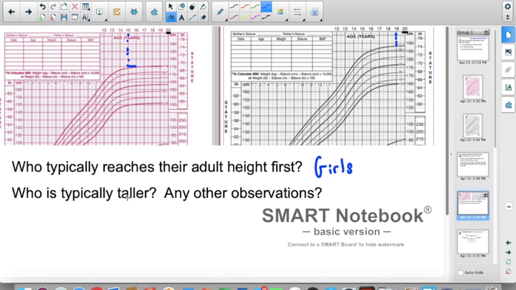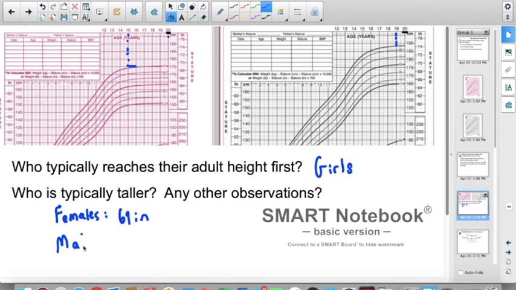But then the second question is, who is typically taller? Which gender is typically taller? Well, if I look all the way to the end, age 20, right? That means that the 97th percentile is about 69 inches. So for females, the tallest female is typically about 69 inches. Compared to the male, when they're age 20, the 95th percentile, their highest height is about 74 inches.